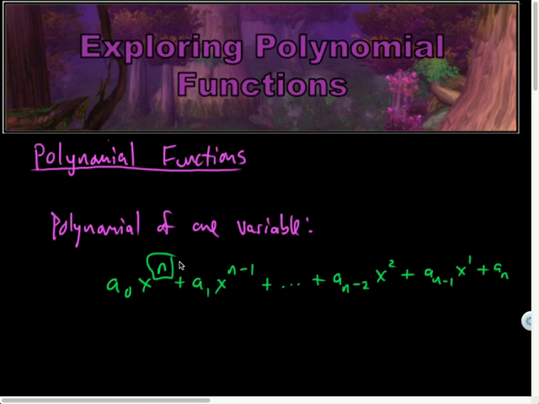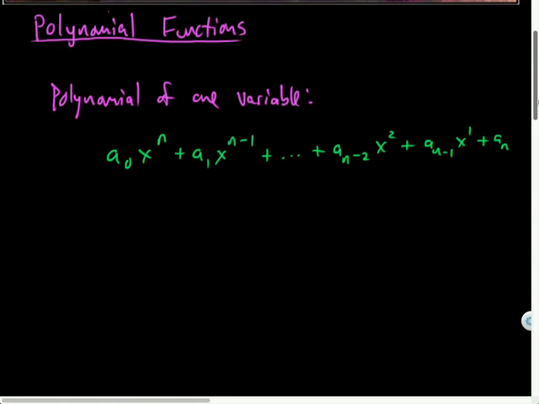So an nth degree polynomial could be a fourth degree polynomial, which we'd call, of course, a quartic. All sorts of stuff like that. A bunch of our former language still applies. So that's what a polynomial of one variable looks like.